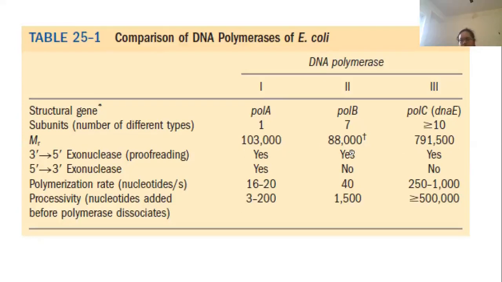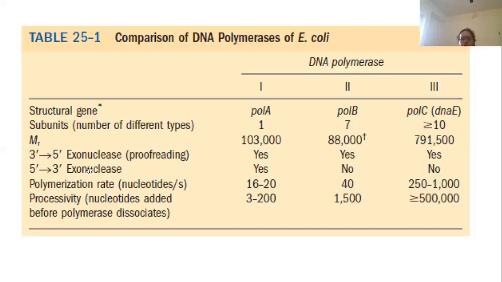Now the genes which synthesize these 3 different enzymes also have different numbers of subunits. The Pol A gene will have 1 subunit, Pol B has 7, and Pol C will have 10 or more subunits. Their molecular weights are also different. Pol A will have 103,000, Pol B 88,000, and Pol C will have 791,500. So the molecular weight of the Pol C gene is more compared to the other two.